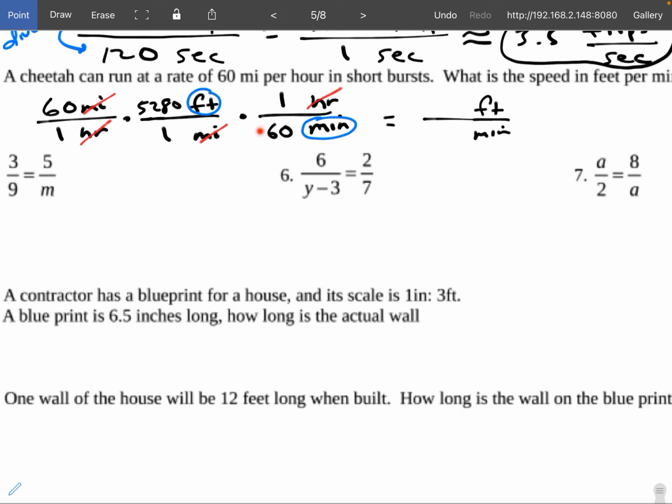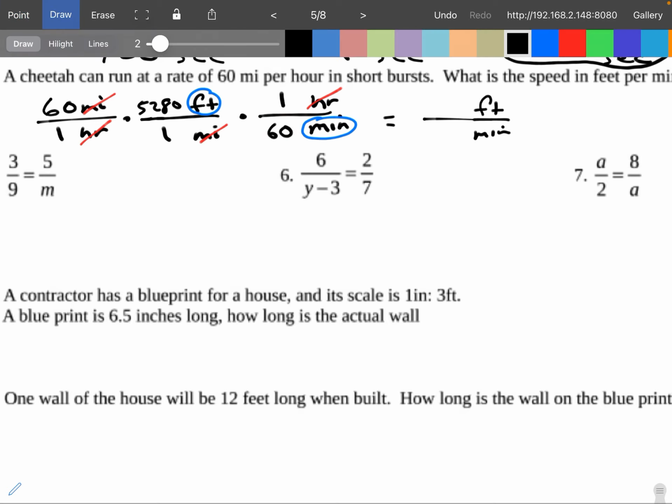Well, you could do 60 divided by 1 times 5,280 divided by 1 times 1 divided by 60. That would be kind of the long way to do it. The easier way is you just do 60 times 5,280 divided by 60. In other words, if these are both on the top, you multiply them. And if this one's on the bottom, multiplying by 1 over 60 is the same thing as dividing by 60. So really you just multiply these two numbers together and then divide by that number.